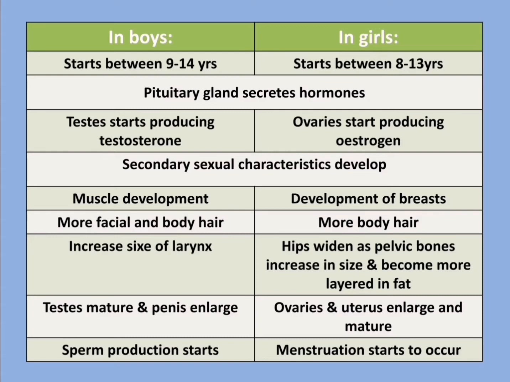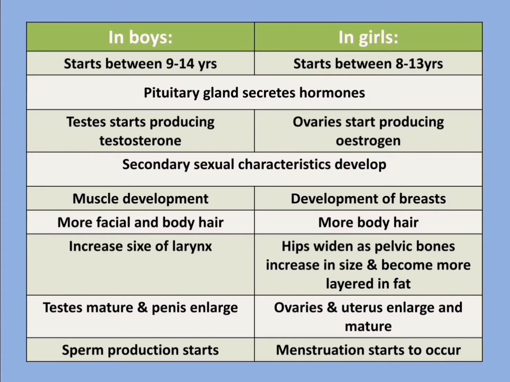Now, there will be secondary sexual characteristics that develop, or visible changes in the body that can be seen. So for boys, for example, we'll have muscle development, more facial and body hair, and increased size of their larynx, so that's why their voices change. And then the testes mature, the penis enlarges, and sperm production starts.